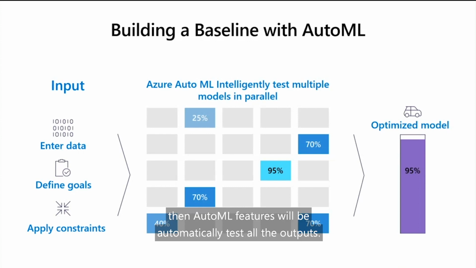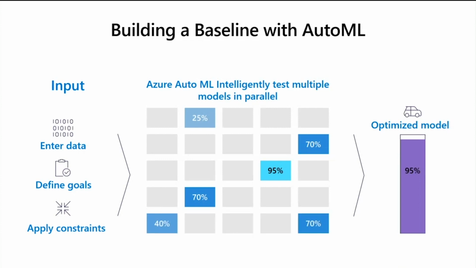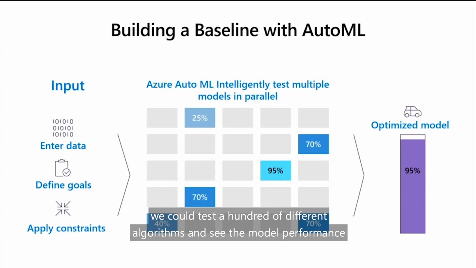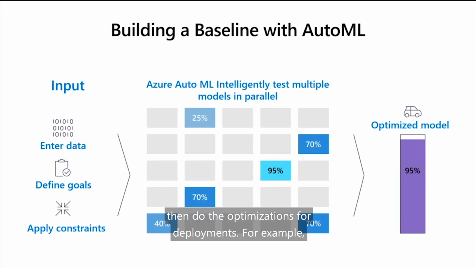The AutoML features will automatically test all the algorithms and then find the best model for deployment. Let's say after training, we could test 100 different algorithms, see the model performance, see the latest model, and then do further enhancement of the model and optimizations for deployment. Let's go for a demo.